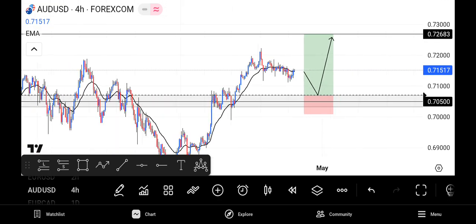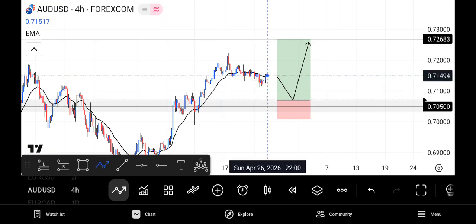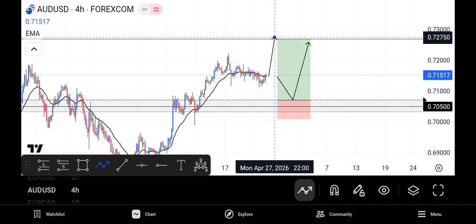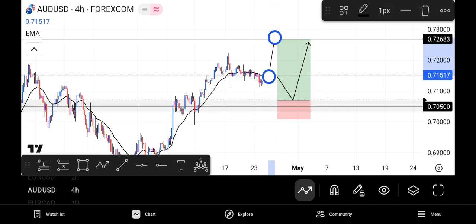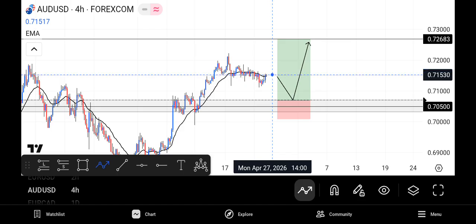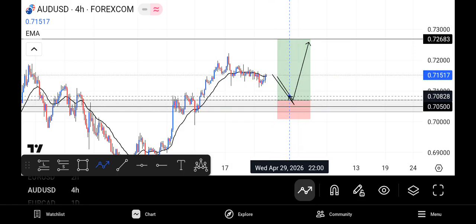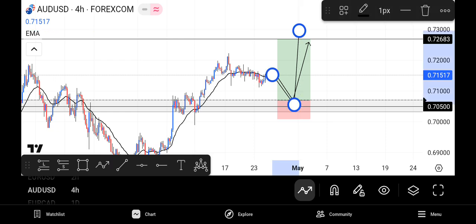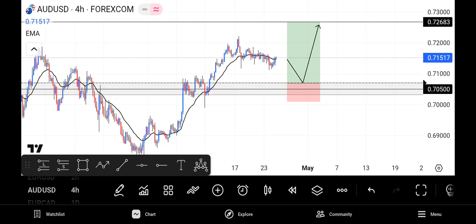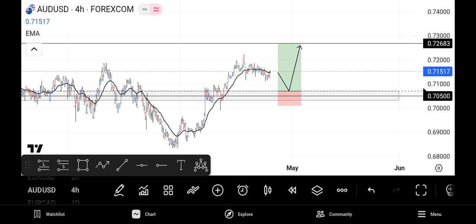Just keep in mind, I won't do anything. The market can still keep going up from here, but I won't do anything unless I see the market retrace back to my entry point, then give me a confirmation right around here for me to take the trade for buys. So that's all about it for AUD USD.